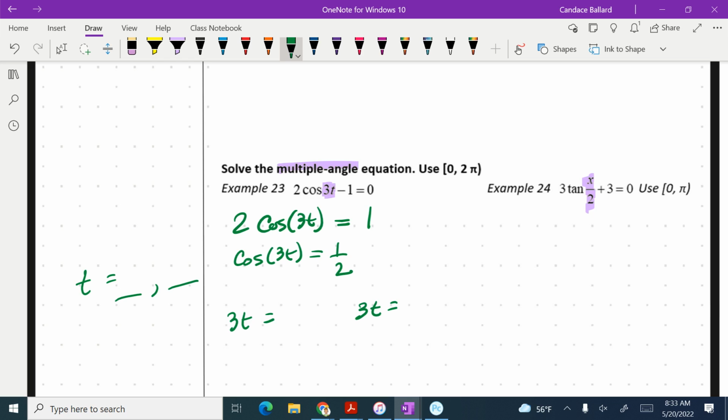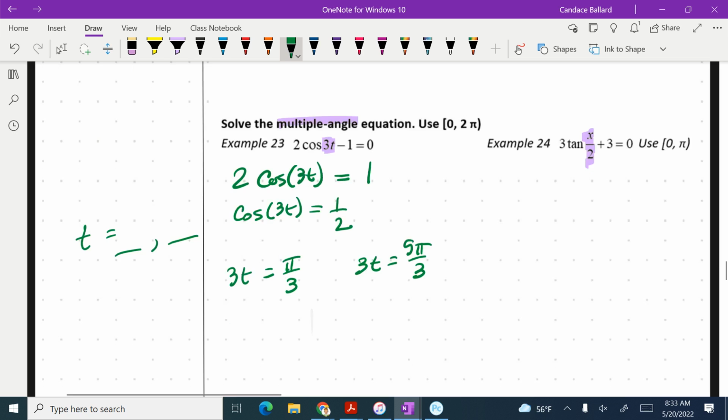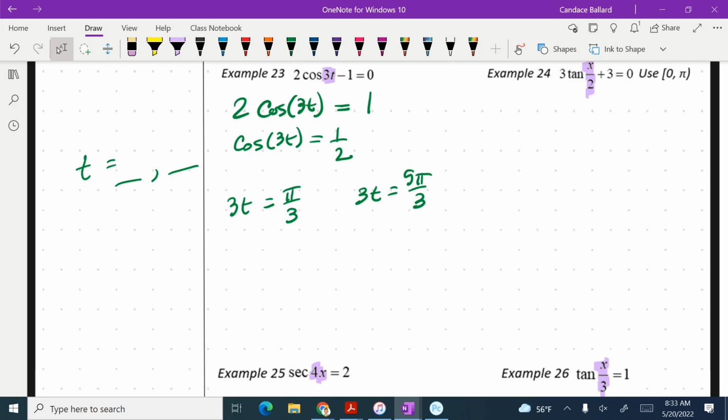So where is, let's see, cosine's x value, where's the cosine equal to 1/2? Help me out with those two spots. We'll be okay with pi over 3, 5 pi over 3. So whatever's on the inside of the cosine or the sine, that gets set equal to your angle measures.